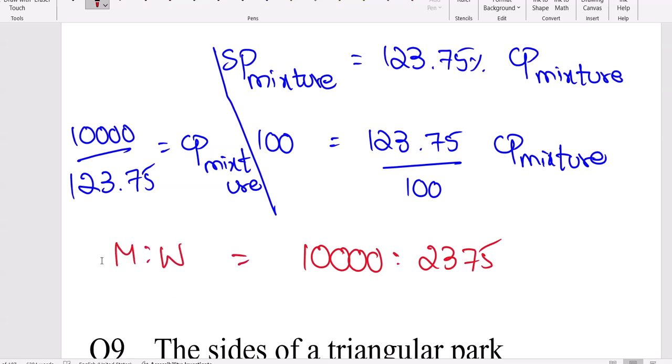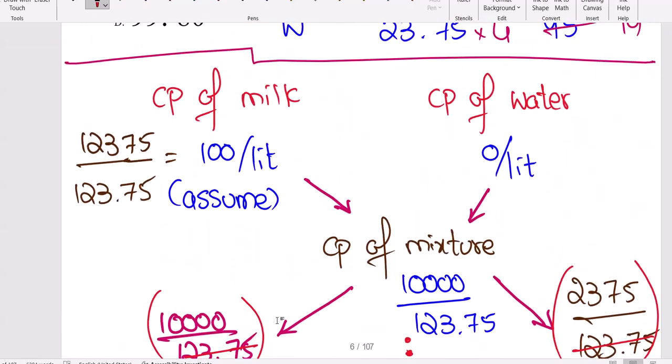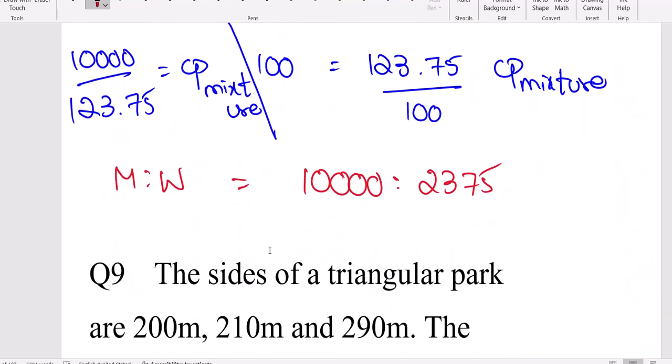How can you claim this, sir? What is the first one here? Milk. So this is related to milk only. What is the second one here? This is related to water only. So milk and water you are mixing in this way. Now what about the answer, sir?